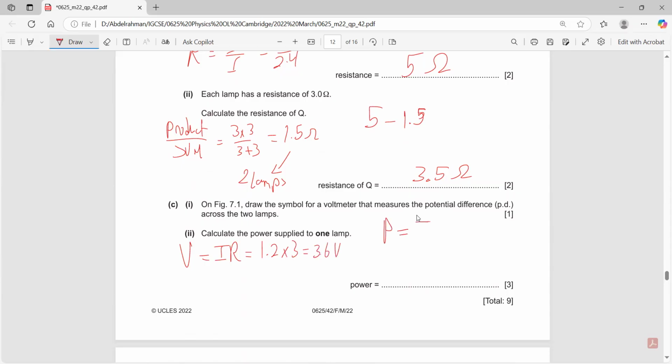Now, power equals IV or VI. 1.2 times 3.6. What's 1.2 times 3.6? This is 4.32 or 4.3 watts. Okay? Can I use another equation to find the power? Yes, you can use another equation to find the power. Power equals I squared R. You have the current, I squared, 1.2 squared, times the resistance, times 3, it would give you 4.3 watts. You can use this equation, yes.